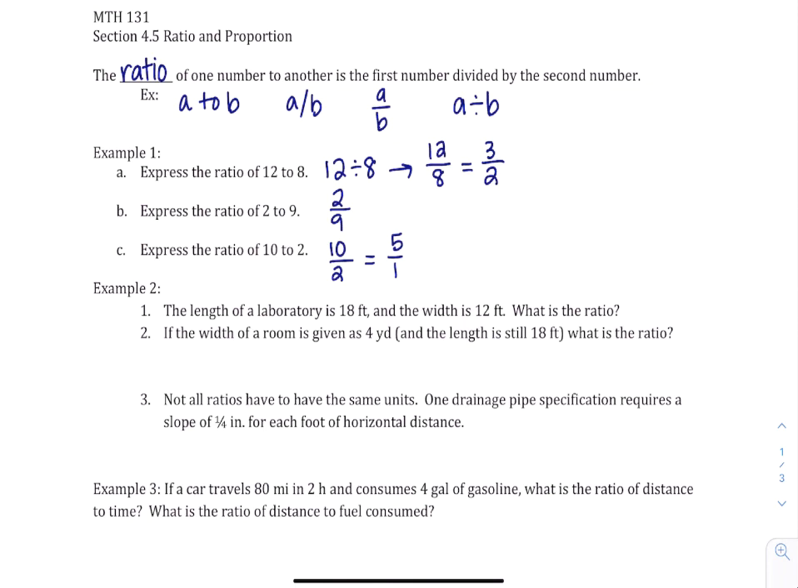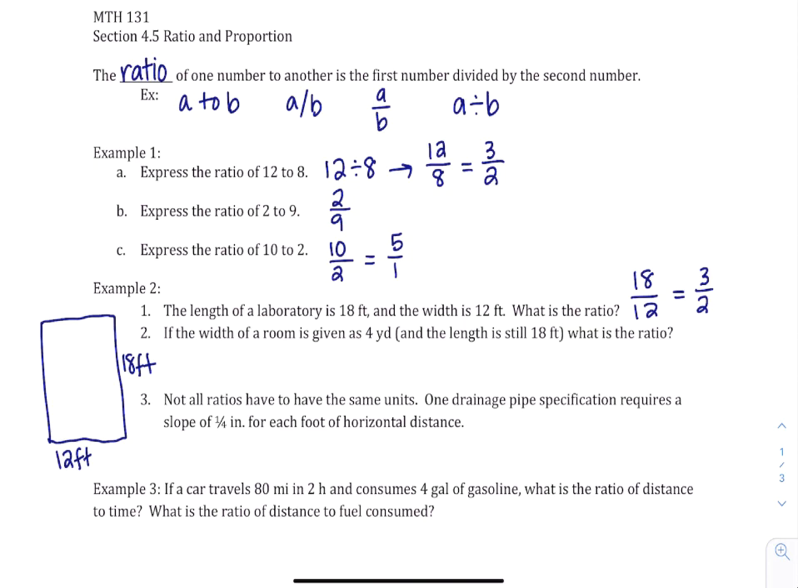Now we can apply this to scenarios that you might encounter. So perhaps you have a room that is 18 feet on one side and 12 feet on another. If we wanted to make the ratio length to width, that would be 18 over 12, which simplifies to 3 over 2 since 18 and 12 are both divisible by 6.